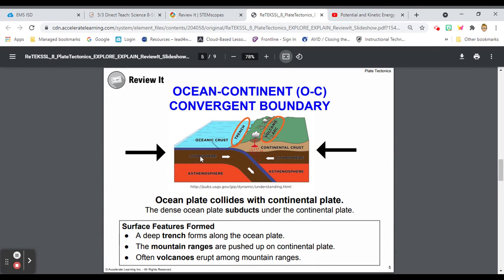Sometimes you're going to get an oceanic plate that collides with a continental plate. That can form an oceanic trench. It can form volcanic arcs. It can form volcanic mountains. And volcanoes often erupt in these mountain ranges at this type of boundary.